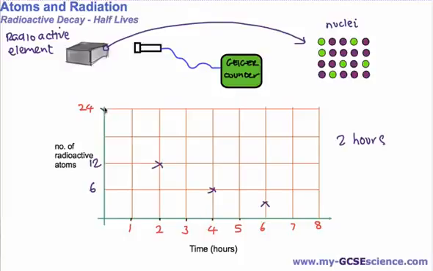And we can join up these crosses, and what happens is you get a graph showing the radioactive decay of this particular element. Every 2 hours the count goes down by half, and this is a measurement we can actually make to track the radioactivity or the radioactive decay of particular elements.